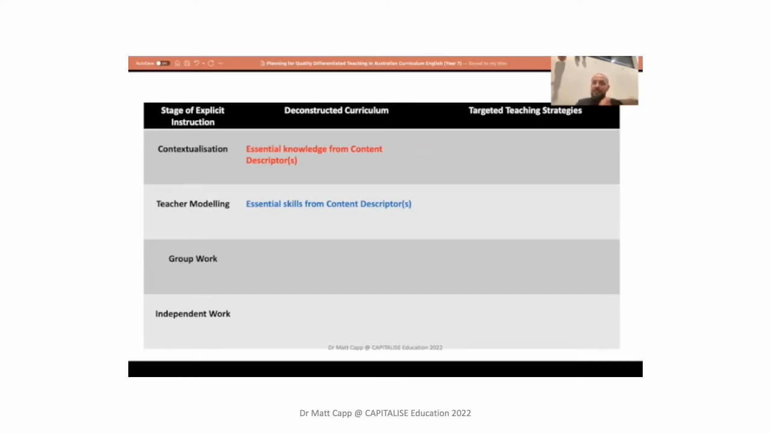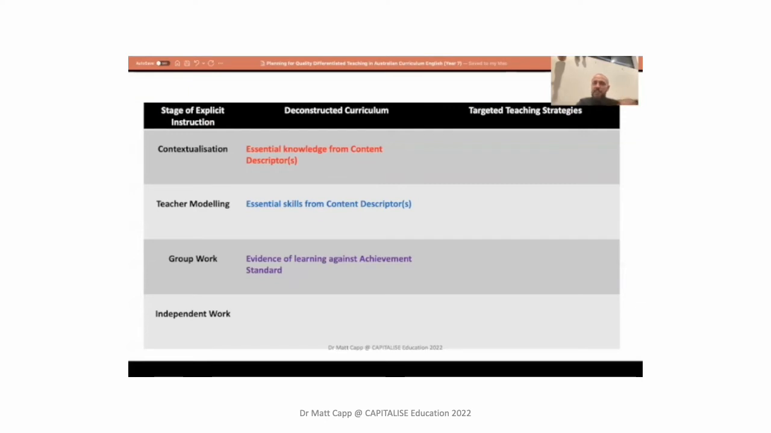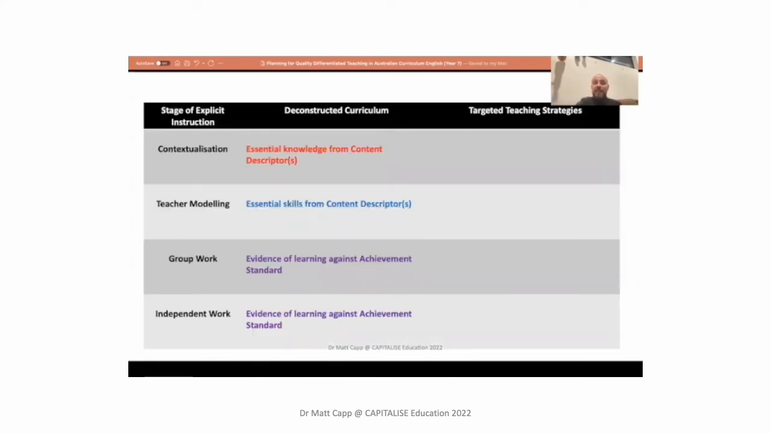In the teacher modeling, we take the essential skills from the content descriptors and put them in there. And we can see the essential knowledge and the essential skills from the modeling. We then take the evidence of learning from the achievement standards, and this is what students demonstrate whilst they're working in groups, because you want them working towards the achievement standard, because everything is then evidence of learning to make a judgment against the approved curriculum. If you've got the kids working towards the content descriptors, it provides you no evidence of learning for them. And we've taken that from what we deconstructed earlier. Then we do the same with the independent work.